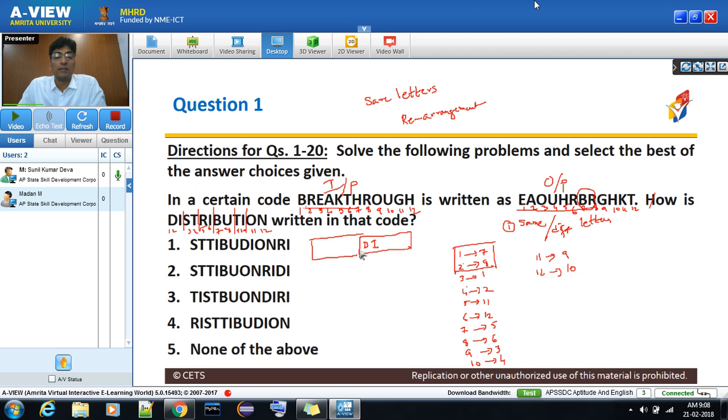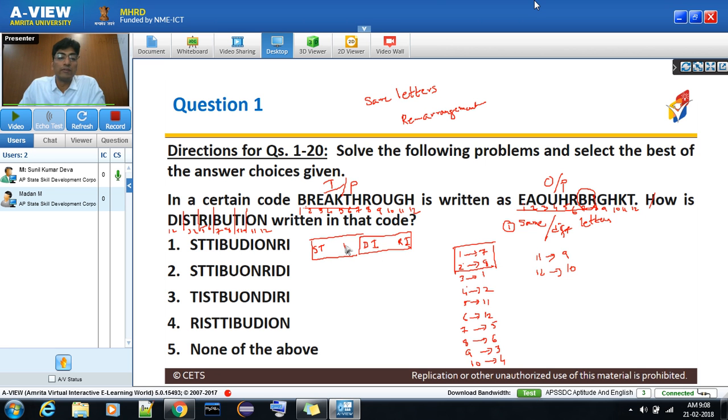Then the third and fourth letters should come to the first and second places, so the word will start with ST. The fifth and sixth letters should go to the last, so it will end with RI. The seventh and eighth letters will go to the fifth and sixth places.